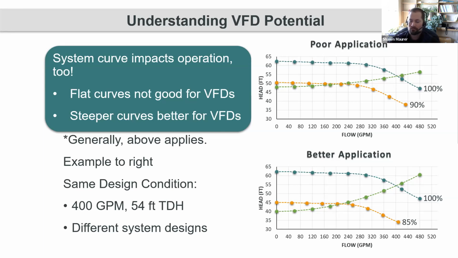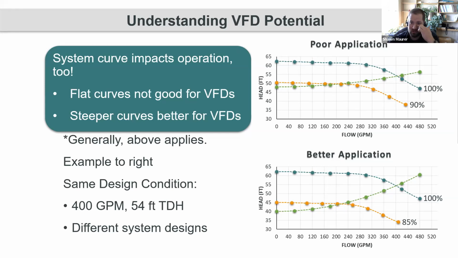Some things that you can think about in your system: if you've got a short run of pipe length with a high static lift, that's generally going to be a flatter system curve. If you've got a longer run of pipe to a distant water tower, or you're drawing from a surface water body that's farther away from your plant, the longer that pipe run is, the more adjustability you're going to have in your flow rates, and the more applicable a VFD is going to be to that kind of system.